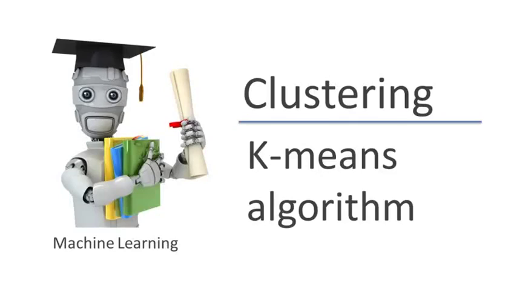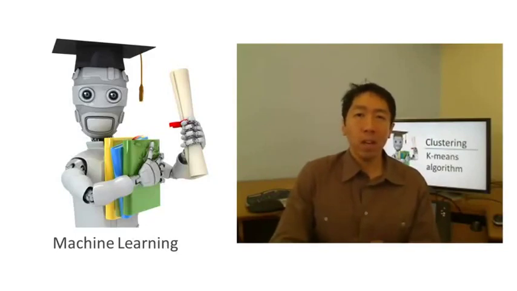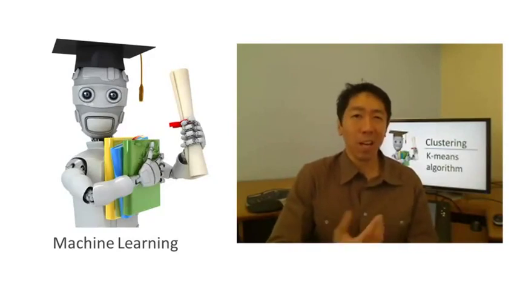In the clustering problem, we are given an unlabeled dataset and we would like to have an algorithm automatically group the data into coherent subsets or into coherent clusters for us. The k-means algorithm is by far the most popular and by far the most widely used clustering algorithm. And in this video, I'd like to tell you what the k-means algorithm is and how it works.